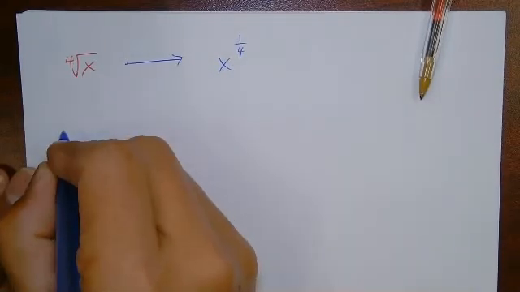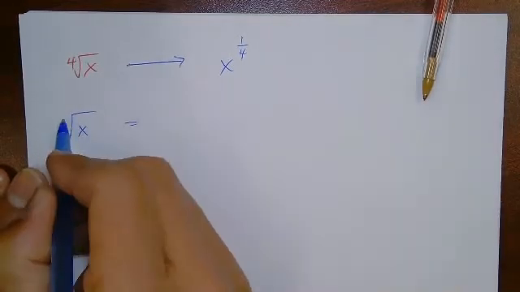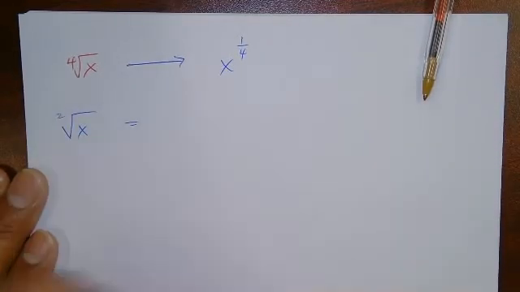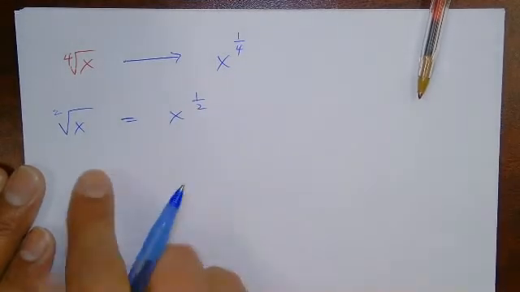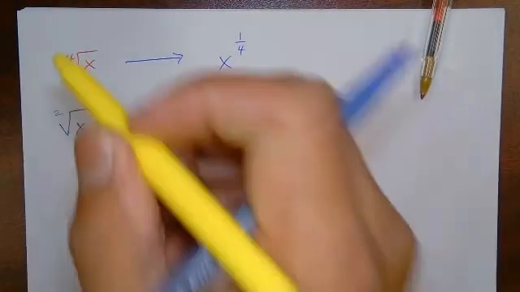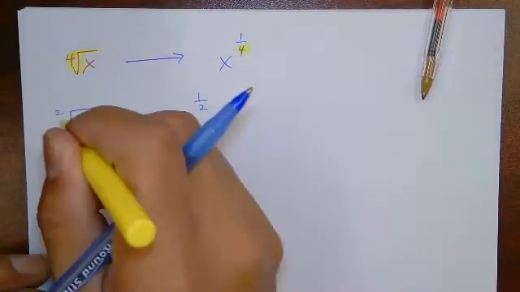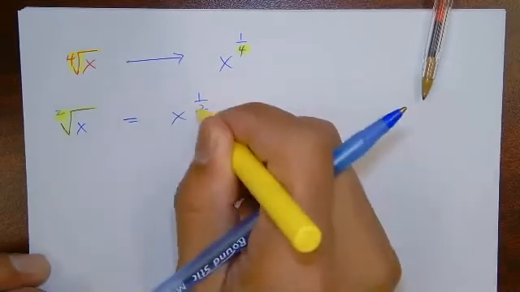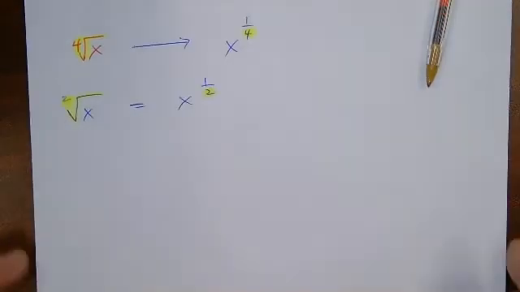If you have the square root of x, remember there's a 2 there. They're not going to write it, but it's x to the power of 1/2. It's always a fraction. This radical part will be the number that goes in the denominator. Just remember that. It's 1 over. Okay, so now you're going to have something like this.